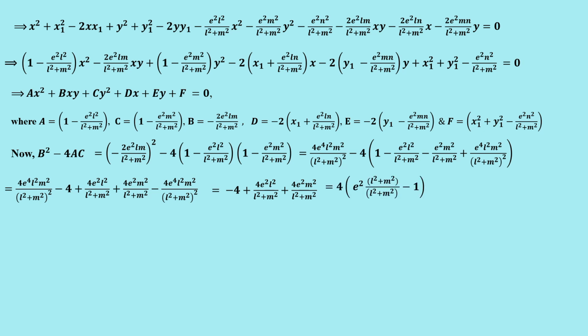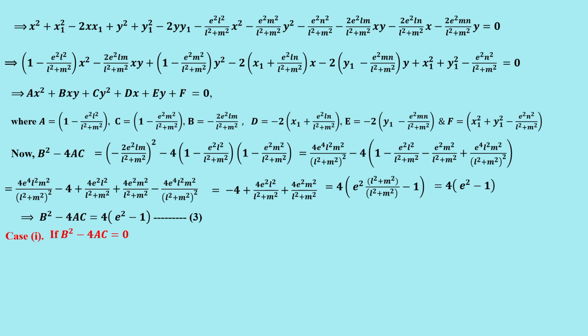Taking 4 common outside, so remaining term minus 1. The next two terms, e square is common, right? Take it outside, L square plus m square by L square plus m square. So it can be written as 4 into e square into L square plus m square by L square plus m square minus 1. So L square plus m square in the numerator and denominator get cancelled. So remaining you will get 4 into e square minus 1. So b square minus 4ac is equal to 4 into e square minus 1. That is equation number 3.